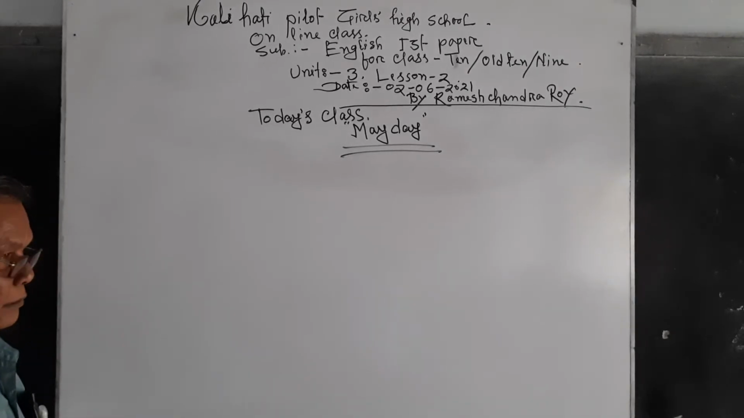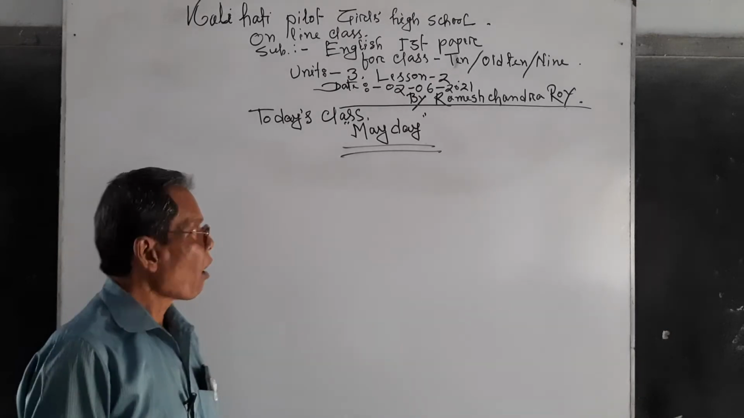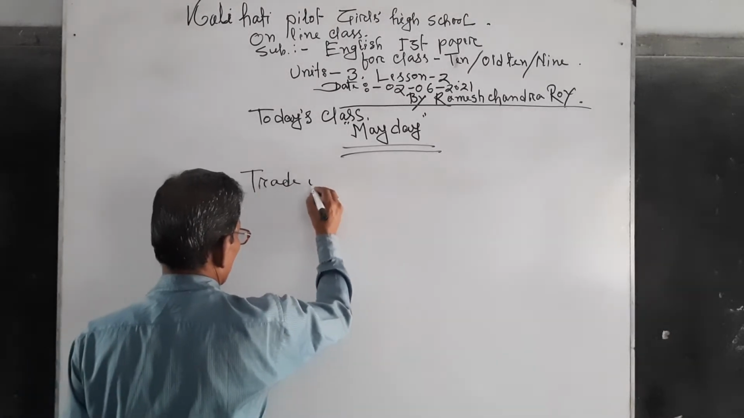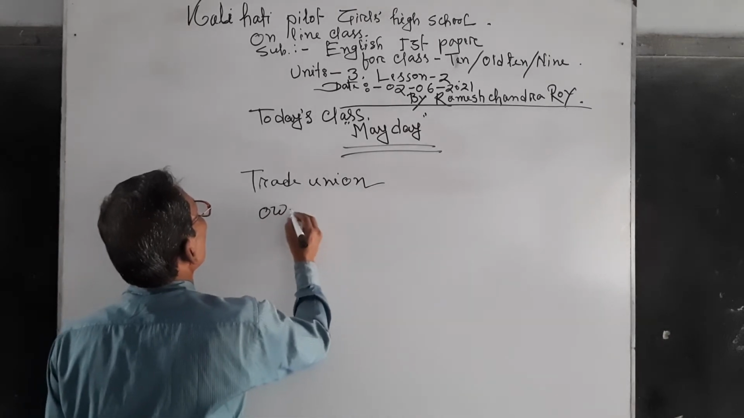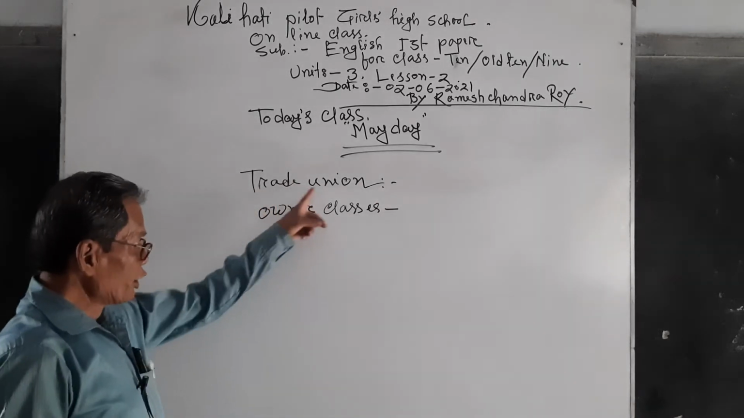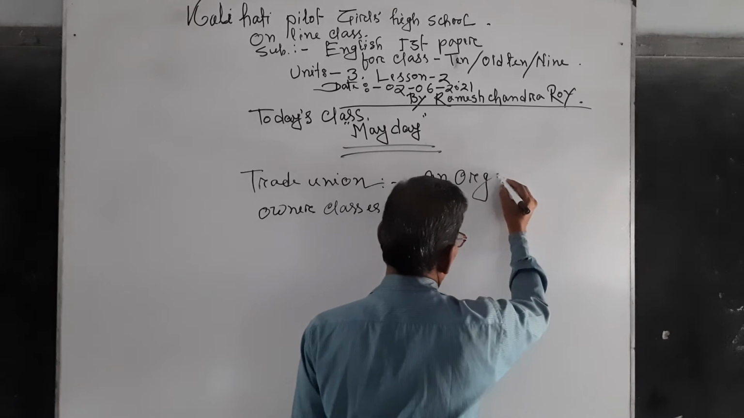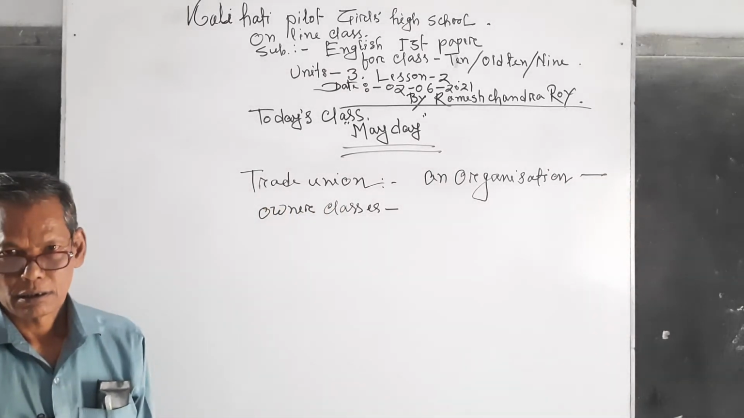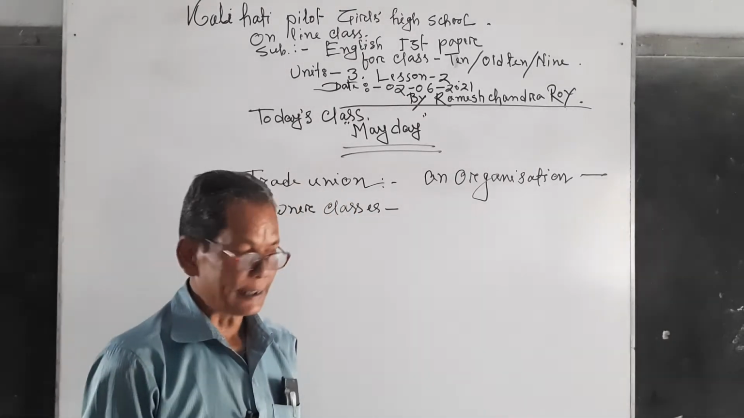Dear students, if you want to know about May Day, of course, you will have to know what a trade union is, and the owner classes. Trade union means an organization whose members are workers, those who work in mills, factories, companies and industries.